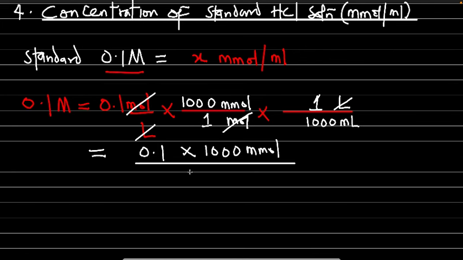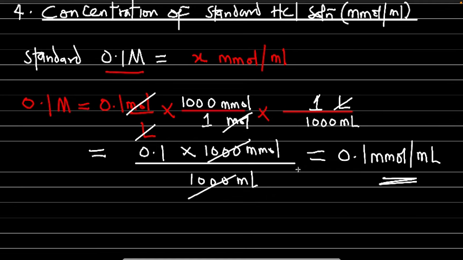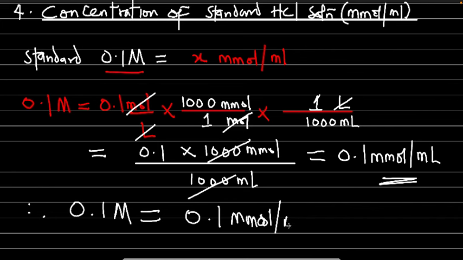Now, this is divided by 1000 mL. 1000 cancels 1000. So we have 0.1 millimole per mL. So therefore, guys, 0.1 molar is still the same thing as 0.1 millimole per mL.